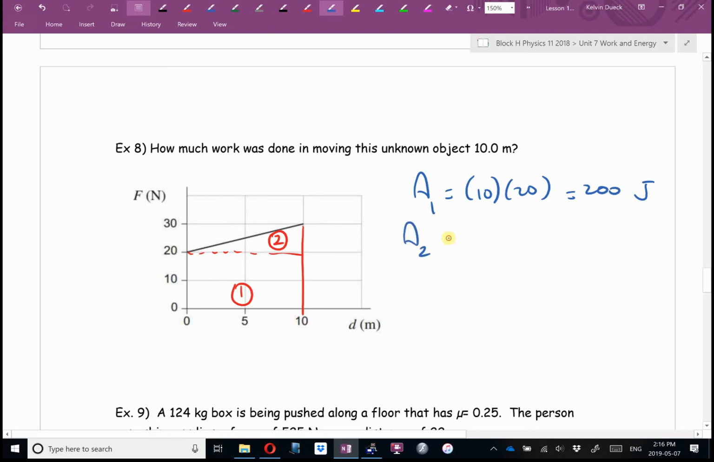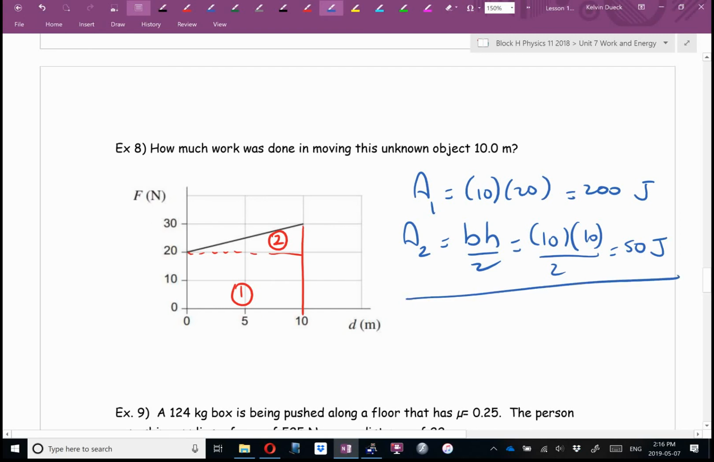Area of the triangle is going to be base times height divided by 2. The base, again, is 10. The height, not 30. What's the height of that little triangle there? 10. Divided by 2. Pretty sure that's 50. How much work was done? 250 joules of work. Tell me VI and the mass. I can now tell you VF.